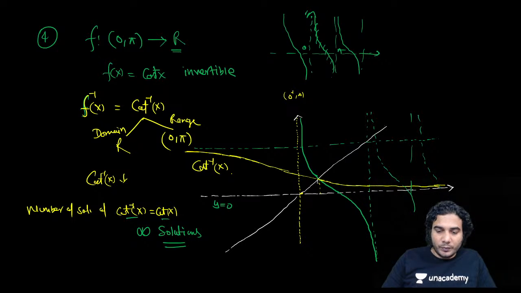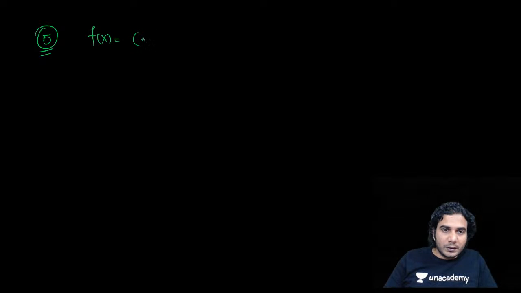All right, so two more graphs are remaining. Now, the fifth one is the graph of f(x) is equal to, let's say, cosec inverse x, okay? Cosec inverse. So f we have to define. Let's see the graph of cosec x.